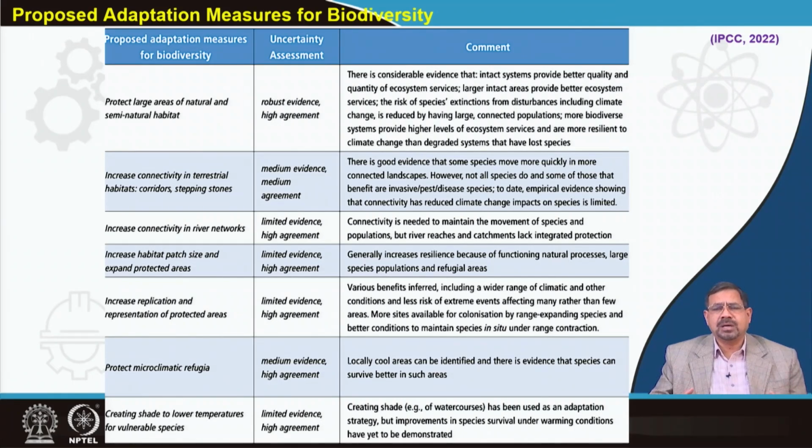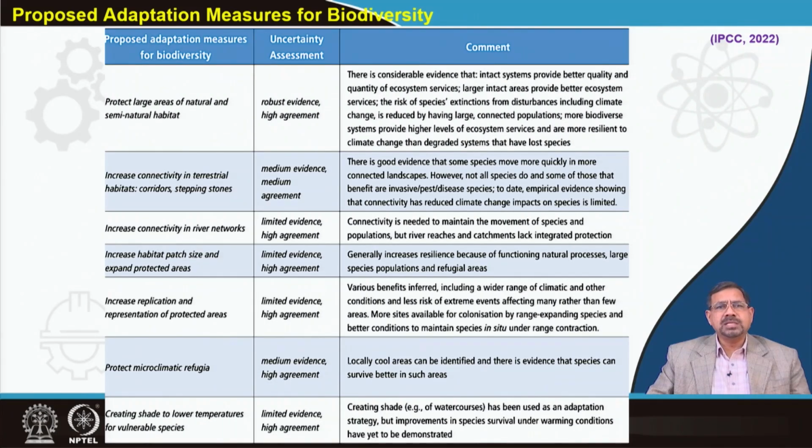The next one is, if we increase the patch size, that means the contiguity of a patch, the forest patch or any patch which is under a protected system, or expand the protected area, it will definitely provide more resilience because of the function of natural processes. Large species populations and refugia areas are helpful for biodiversity conservation.